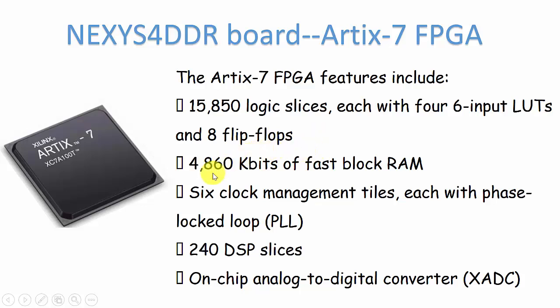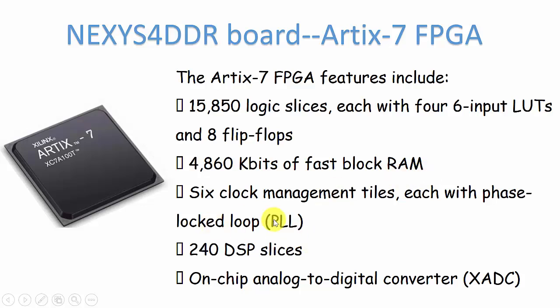Other than that, 4860 KB of fast block RAM is available, which is the on-chip RAM. Why is on-chip RAM required? Actually, FPGA is a volatile device. When power is off, the program will be lost. If you store the program in this RAM, then when you switch on the FPGA, the program will automatically be loaded from this RAM to the FPGA. That is the advantage of this RAM.